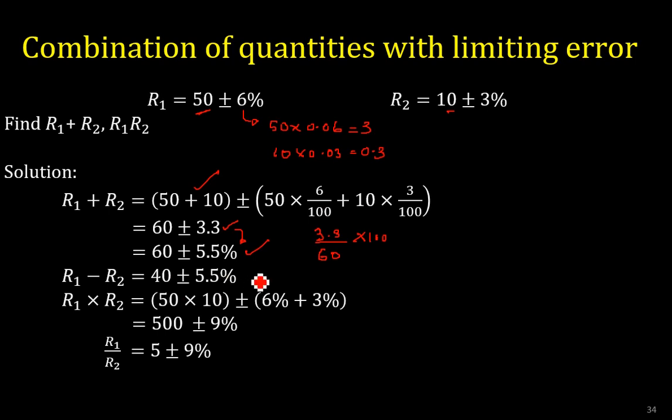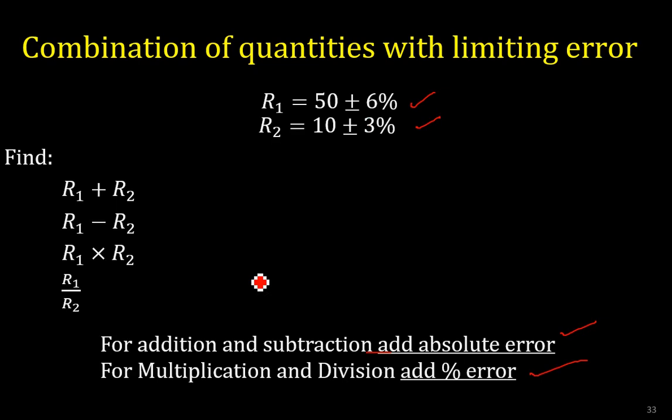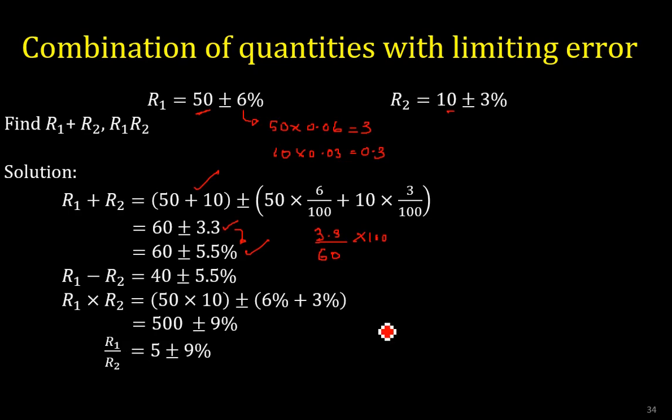So when you go for addition or subtraction, you have to add the errors in absolute form. And when you go for multiplication and division, you simply add the percentage error. That is, when you multiply R1 and R2, 50 into 10 gives you 500. You simply add the percentage errors, 6% and 3%, and you get 9%. Again, when you divide R1 and R2, 50 by 10 gives 5, plus or minus 9%. You are adding up the error.